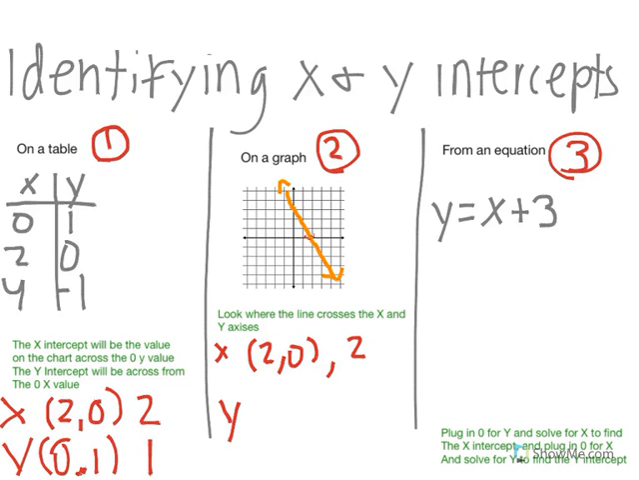And now let's go to the y-intercept. 1, 2, 3. It crosses at y equals 3. So we're going to have 0, 3 if it's in coordinate point form, or just 3.